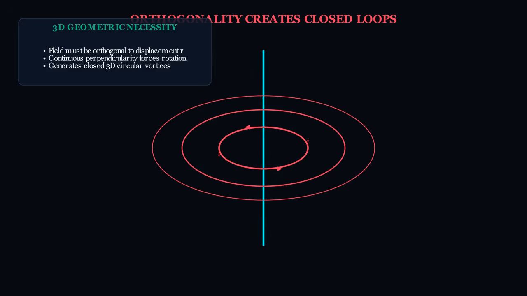This means that if the current is moving up and you are looking at a point to its right, the magnetic field is not pushing toward you or away from the wire, it is diving into the page. This perpendicularity is the reason magnetic fields never look like the radiating spikes of an electric field. Instead, they form closed loops. If the field must always be perpendicular to the displacement vector, the only path it can take is a circle.